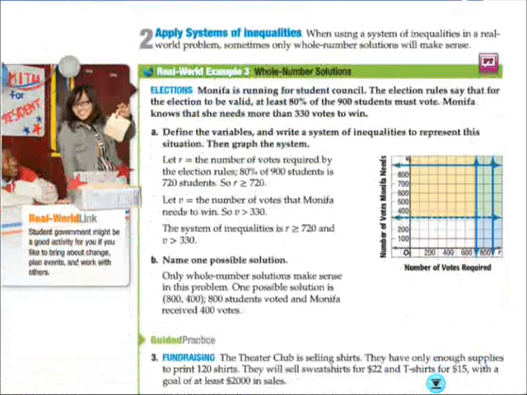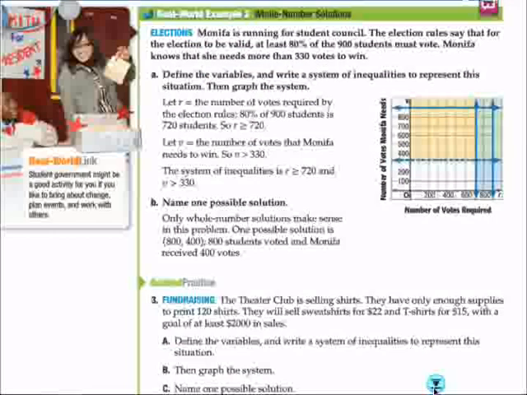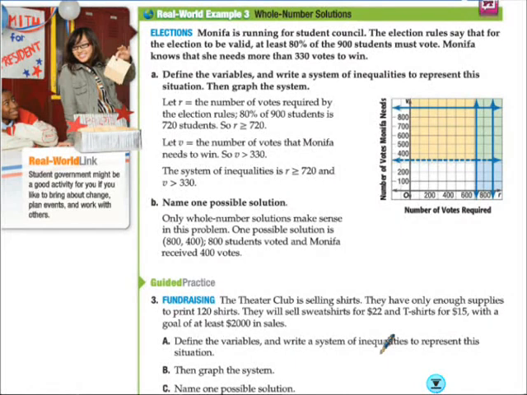All right, let's take a look down here. Here, like everything we've done all year, we have an application problem, so a word problem with solving systems. Monifa is running for student council. The election rules say that for the election to be valid, at least 80% of the 900 students must vote, and she knows that she needs more than 330 votes to win.